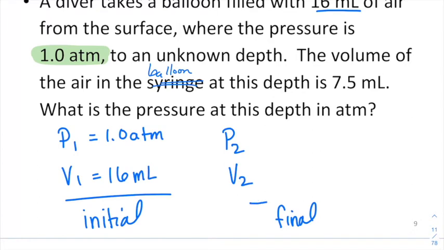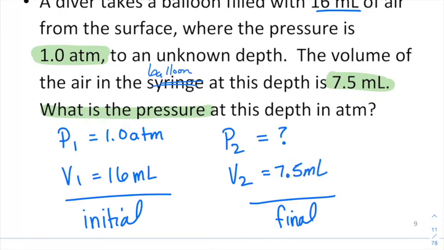Next up we're going to look at our final conditions. We do not know what our pressure is. It's asking us what is the pressure at that new depth. So I'm just going to put a question mark here. I don't know what it is yet, but we will find out. And then V2, right over here, our new volume is going to be 7.5 milliliters.